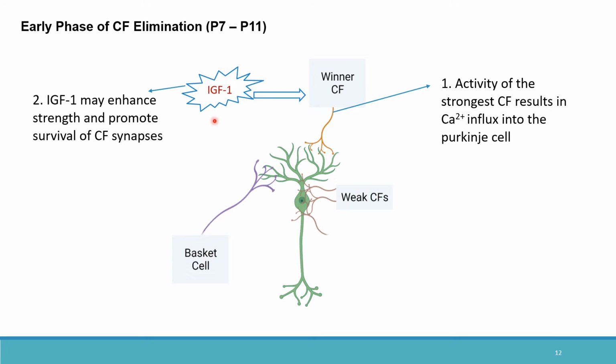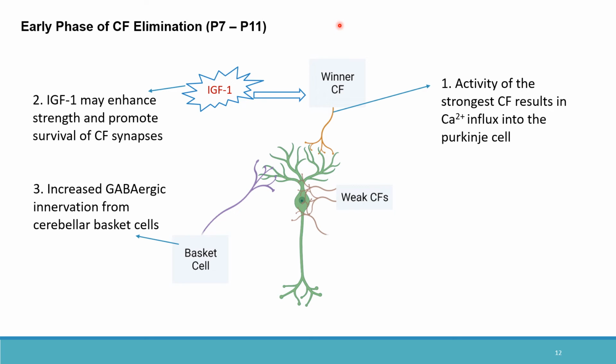Insulin growth factor 1 might also be involved in enhancing the strength and survival of the winning climbing fiber. Besides climbing fibers, inhibitory cerebellar basket cells also innervate the Purkinje cells. Increased GABAergic input from basket cells results in the relative weakening of the losing climbing fibers. In summary, the winner fiber is strengthened by potentiation in molecules such as IGF-1, while the losing CF is weakened due to synaptic inhibition.